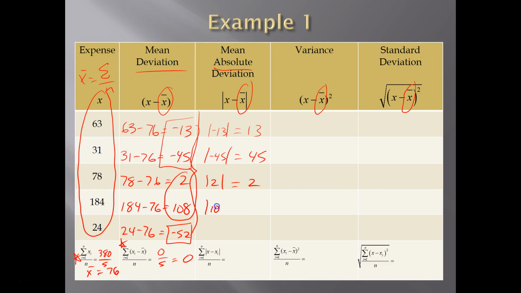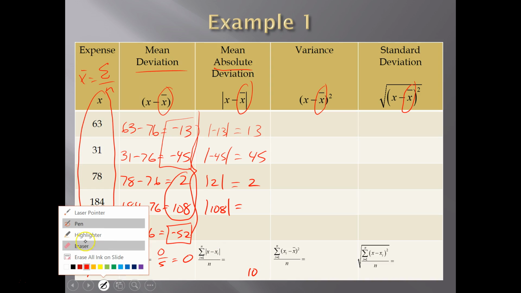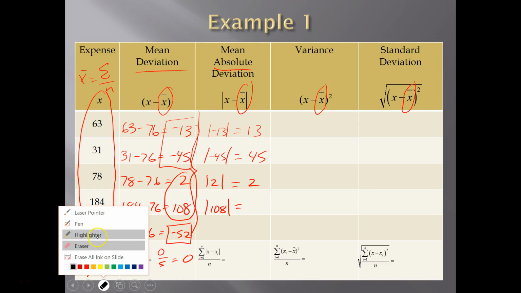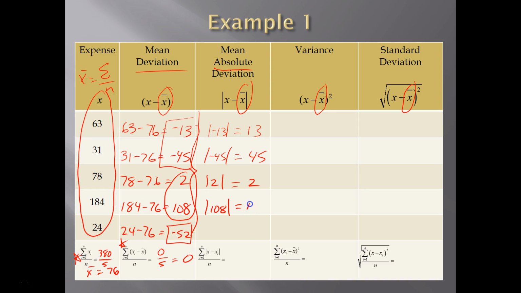We have the absolute value of 108. So the absolute value of 108 is 108. And the last one, absolute value of negative 52. Now that one's a negative. If it's a distance, it can't be negative. So we just make it positive.